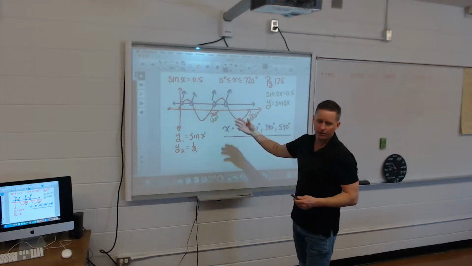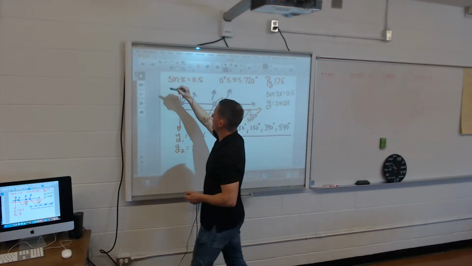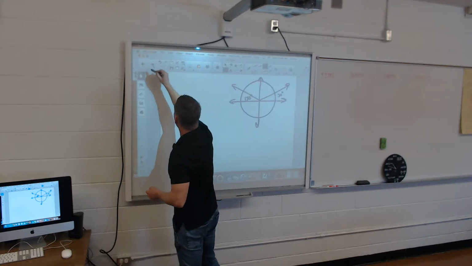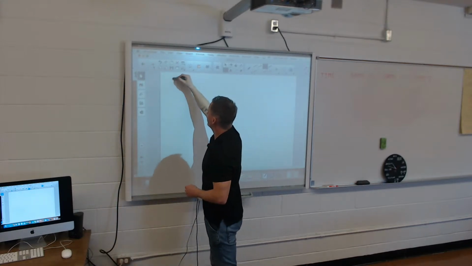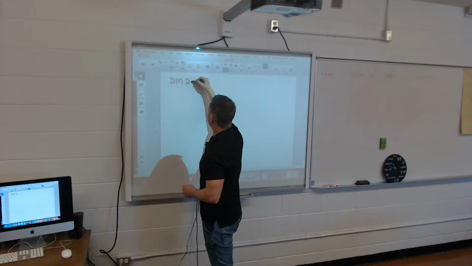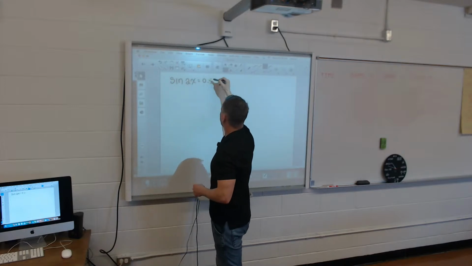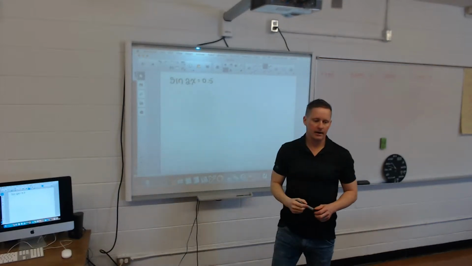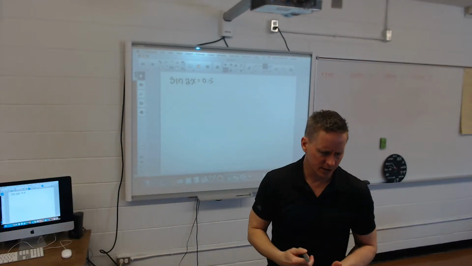So again, I could graph it. Now, there is a way in which we can do this algebraically that I want to show you. So here's how this works. Sine 2x equals 0.5. Now, this is another one of those questions.